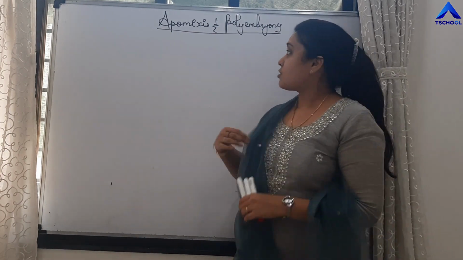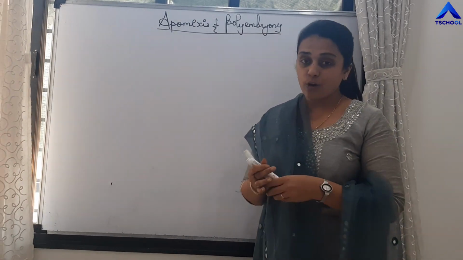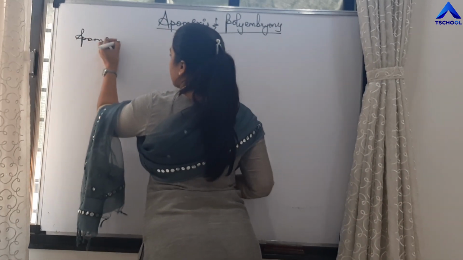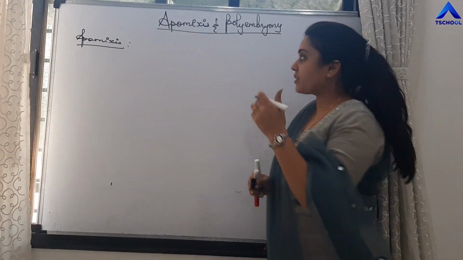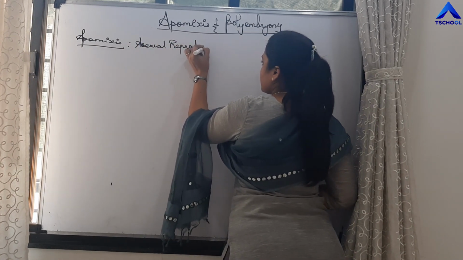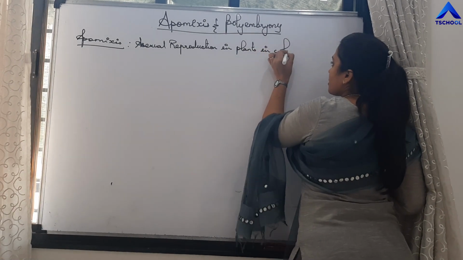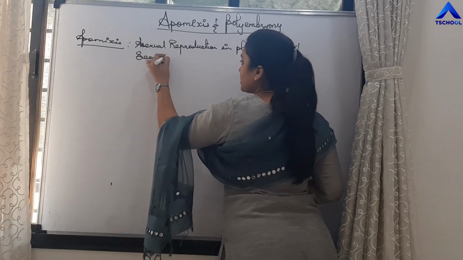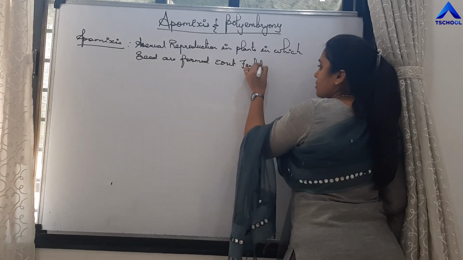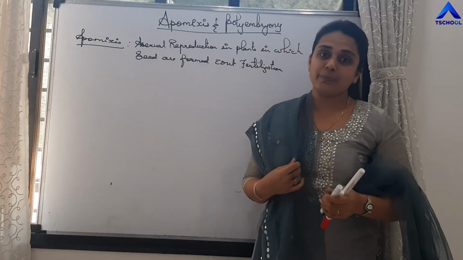Hello students, right? So our next topic of this chapter, that is sexual reproduction in flowering plants, is apomixis and polyembryony, right students? So what is apomixis? What is the definition of it? It is asexual reproduction in plants in which seeds are formed without fertilization. It is a kind of asexual reproduction in plants, right?